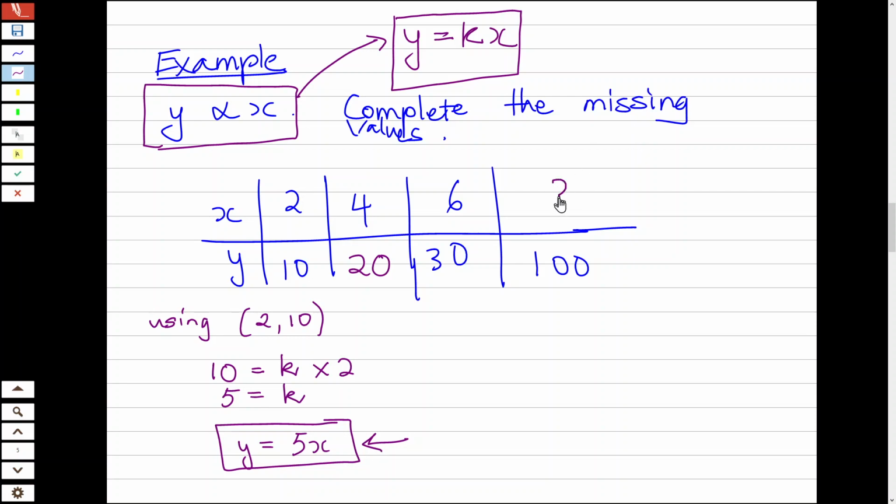Wouldn't it be the 6 and 30? So in this question, the 6 and the 30 were given to you. But let's say I got rid of the 30. It's the gradient. So the gradient's 5. So every time I increase x by 1, I increase y by 5. So if I do it twice, I'll increase by 10.